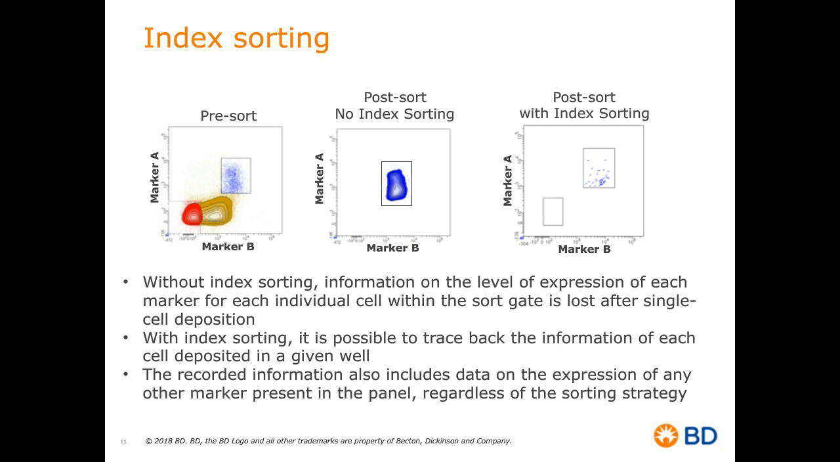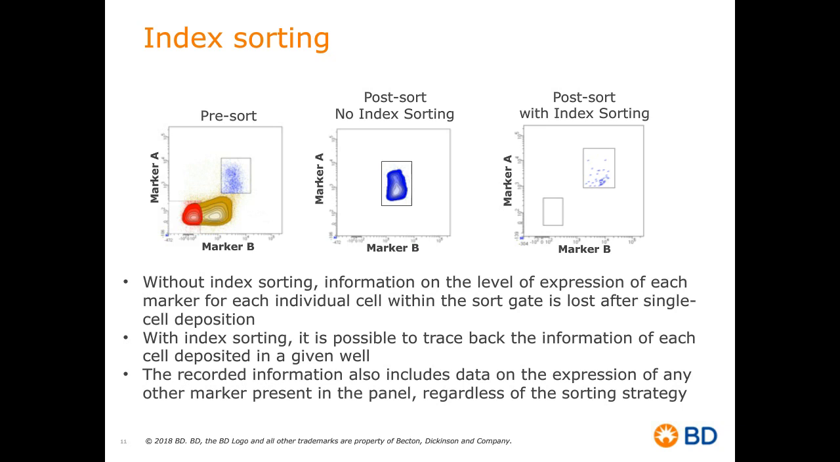Do they correlate with cells expressed high level or low level? And that was going to be really the power of index sorting, that we are not considering our population of interest as just one total cell defined by our gate, but we are going to be able to dissect our original population based on the information of each cell within the original gate.